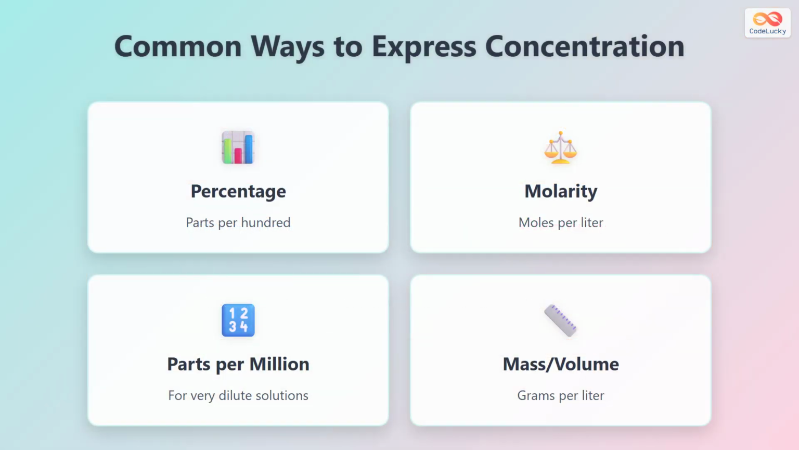There are several common ways to express concentration, and each has its own uses. Percentage expresses concentration as parts per hundred. Molarity measures moles of solute per liter of solution. Parts per million is used for very dilute solutions where we're talking about tiny amounts. And mass per volume simply expresses grams of solute per liter of solution. Different fields prefer different units depending on what's most practical.